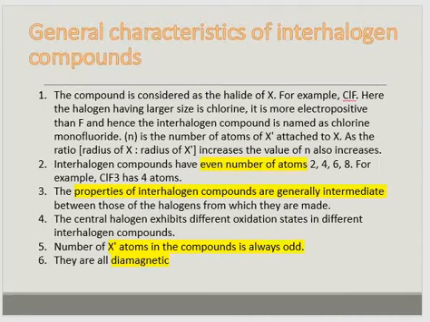Now general characteristics of interhalogen compounds. The compound is considered as the halide of X. Interhalogen compounds have even number of atoms like 2, 4, 6, 8. For example, ClF3 molecule, if we are adding the total number of atoms, we will get 4. The properties of interhalogen compounds are generally intermediate between those of the halogens from which they are made. The central halogen exhibits different oxidation states in different interhalogen compounds. Number of X' atoms in a compound is always odd and they all are diamagnetic.